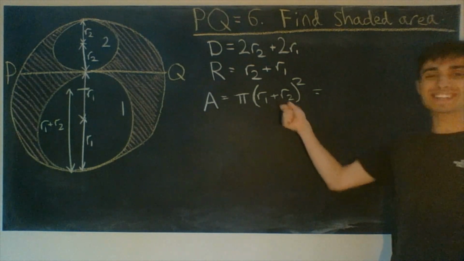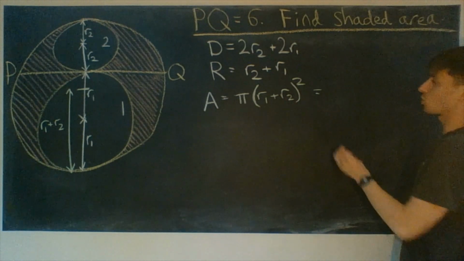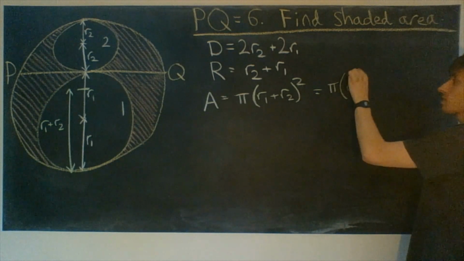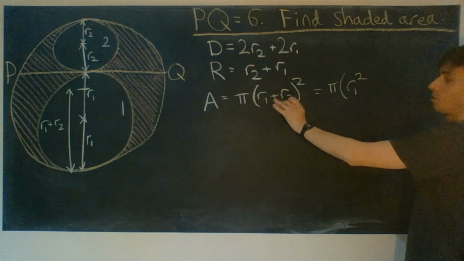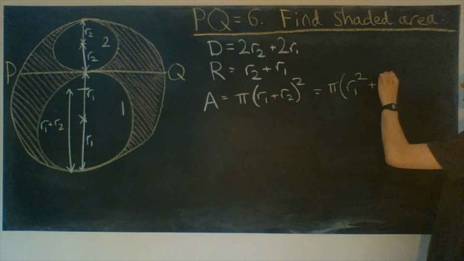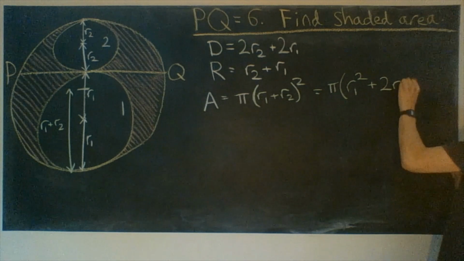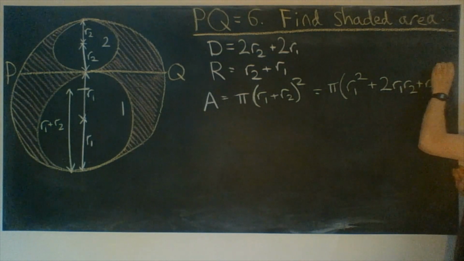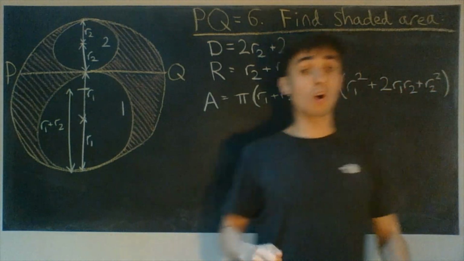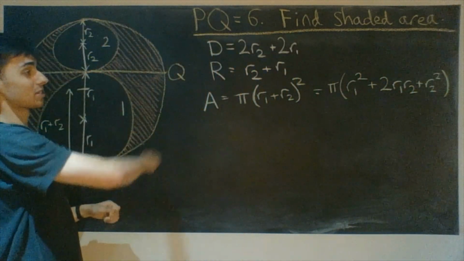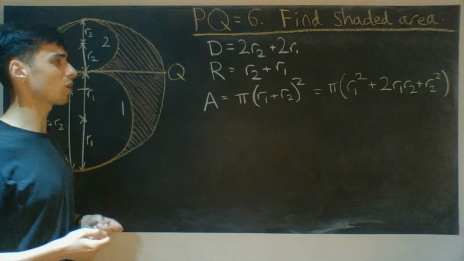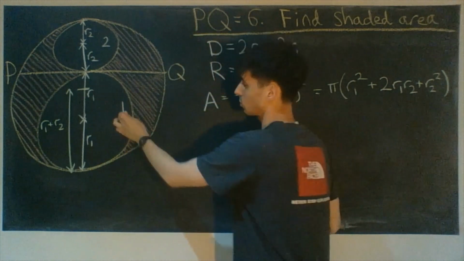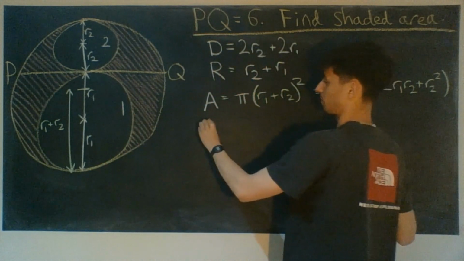And when we expand this thing out, our R1 plus R2 squared, we're going to get pi times R1 squared plus 2 lots of R1 R2 plus R2 squared. That's our whole area all together for the big circle. Now let's think about our two smaller areas. So if we call for our first circle on the bottom, this will be area 1.